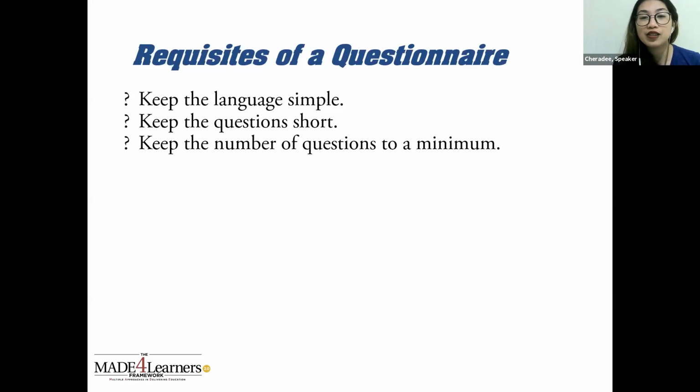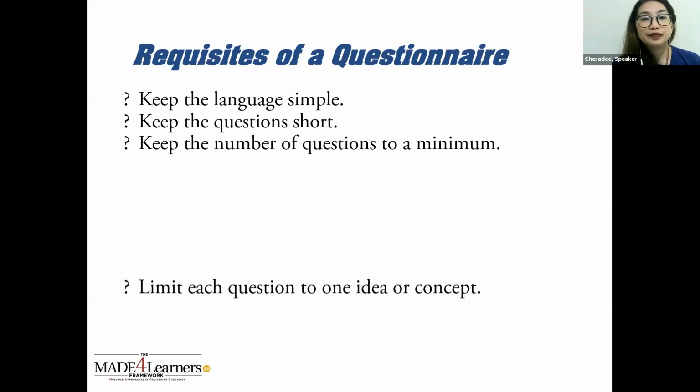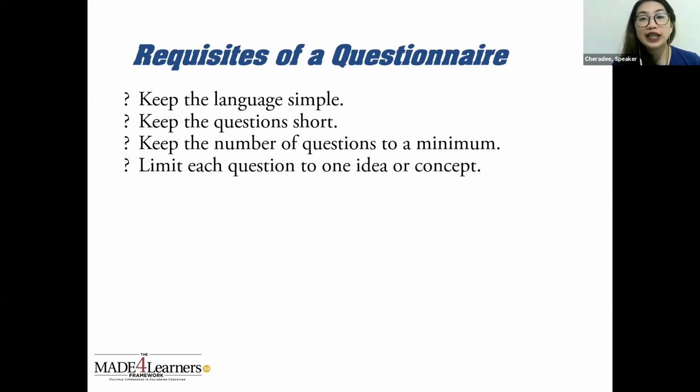Okay, that's why questionnaires or your questions should be limited to at least 5 to 10, or depending, as long as it will already gather or collect the right answers. That is why it is important that you know what questions to ask. Okay, next. Limit each question to one idea or concept. Do not jump from one idea to another, because it will burden the respondent.